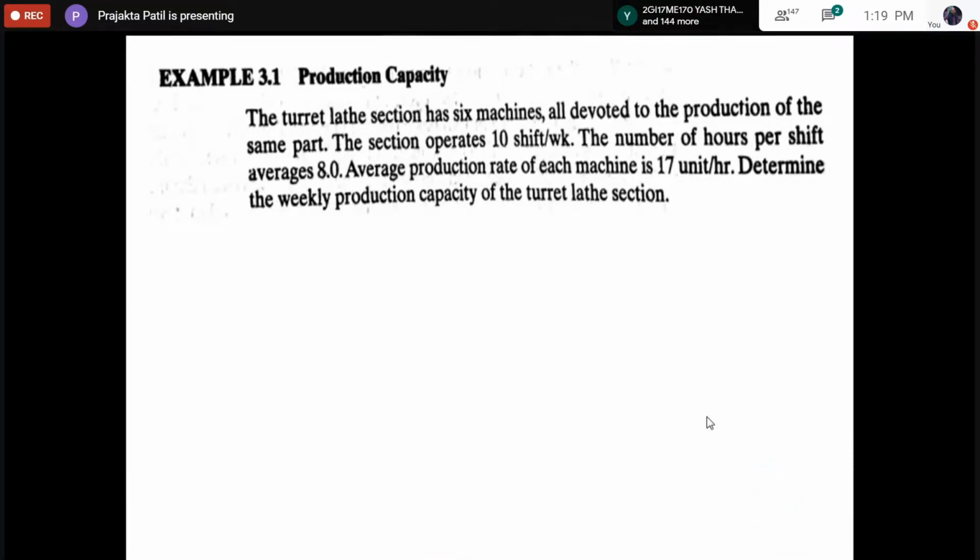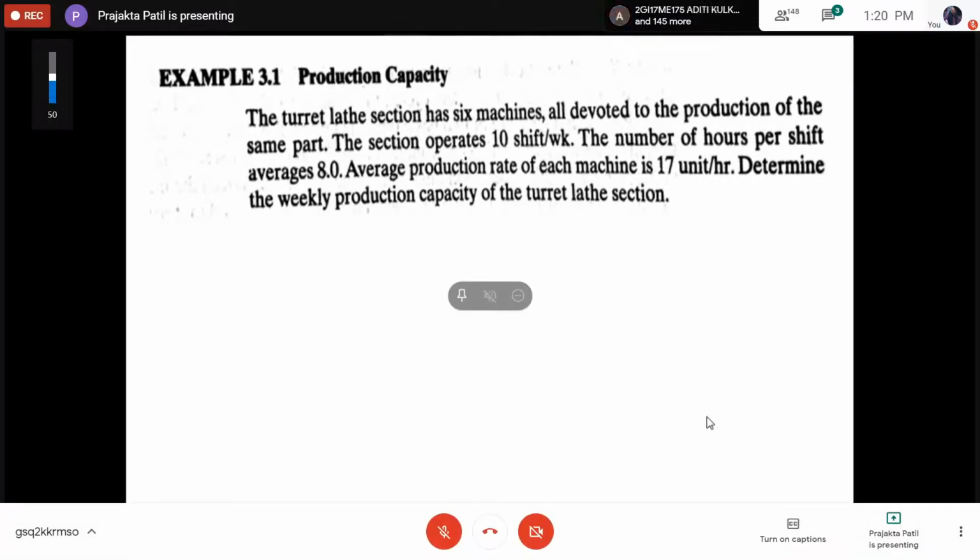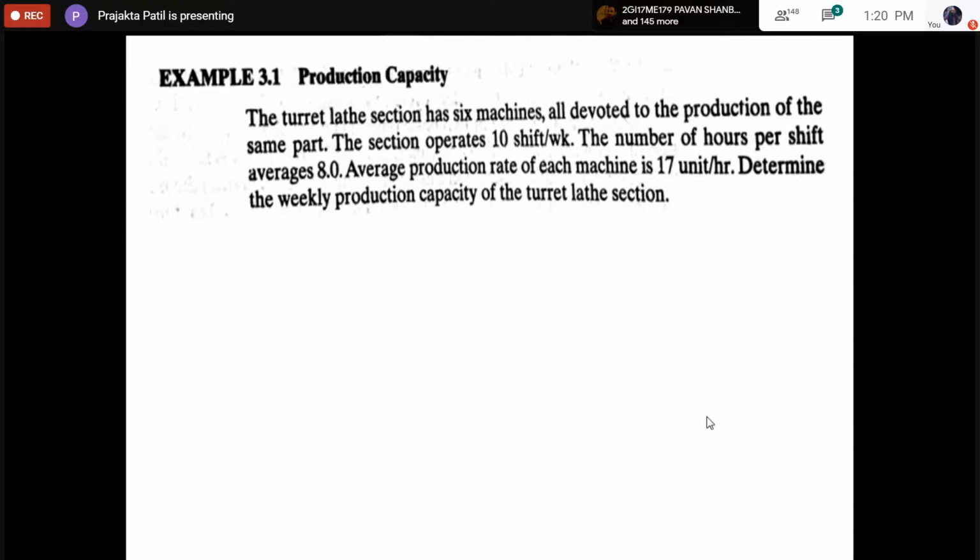So this is the first problem statement. This is example number 3.1 from Michael P. Groover's textbook, 3rd edition, Automation, Production Systems and Computer Integrated Manufacturing. Again, I'm repeating, this is one of the solved problems. Here is the problem statement: a turret lathe section has 6 machines, all devoted to the production of the same part. The section operates for 10 shifts per week. Then what is this 10 shifts per week?